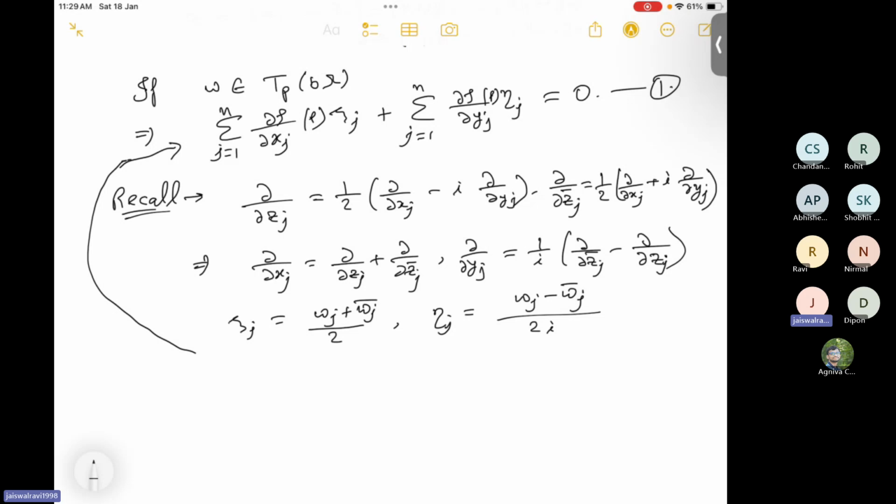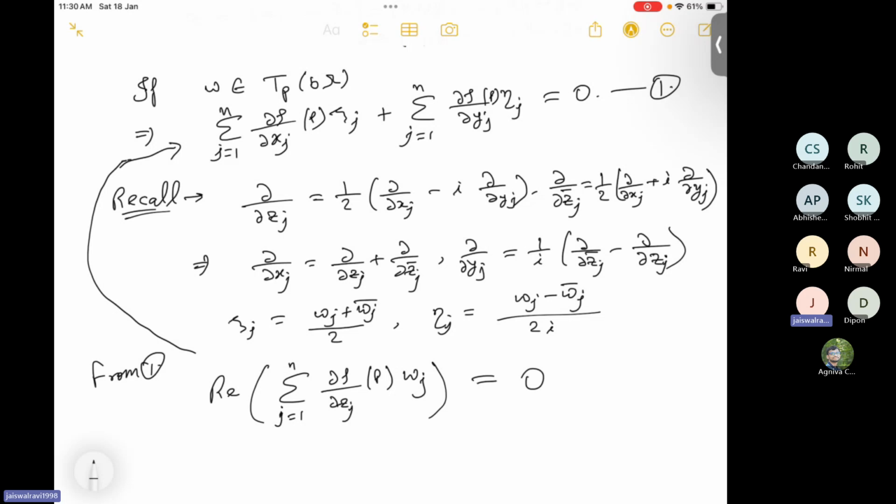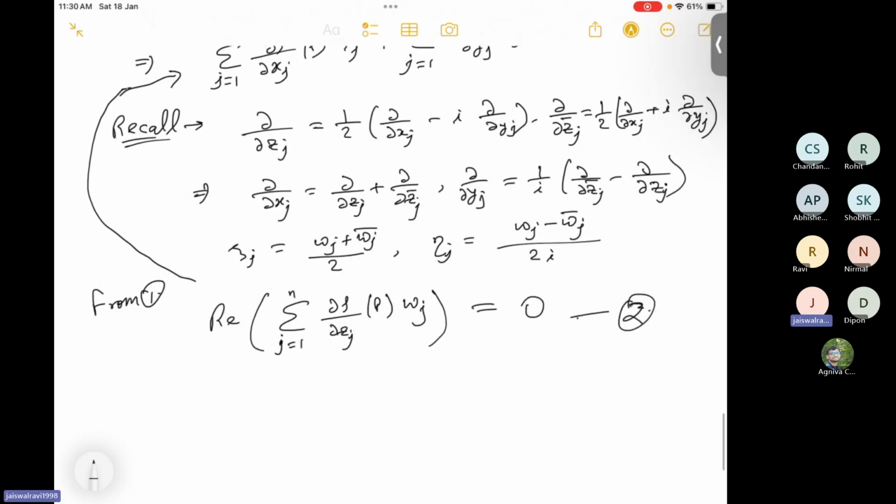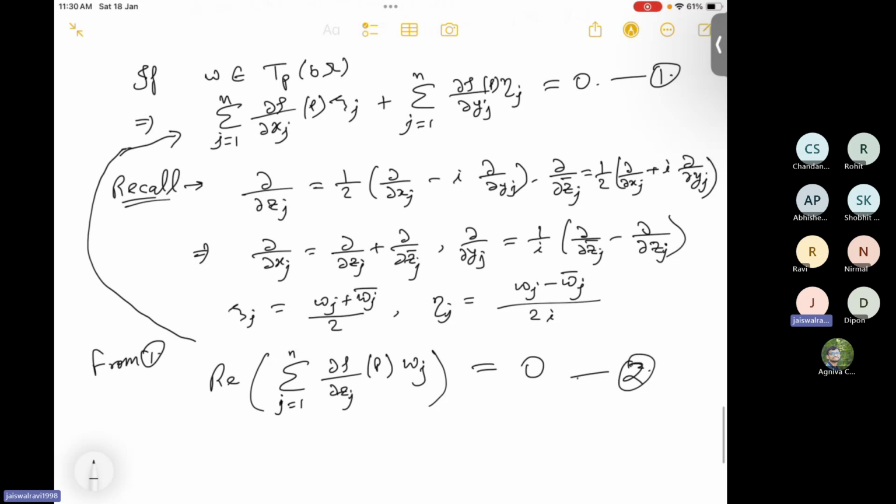okay, let me write directly. So if you put all these values, you will get real part of sum j from 1 to n del rho by del z_j at p, w_j equal to 0. Yes, if you put all these values and do a little bit of computation, you will get this equation 2. But we want to find the complex subspace.